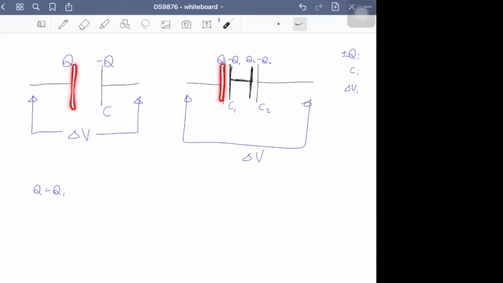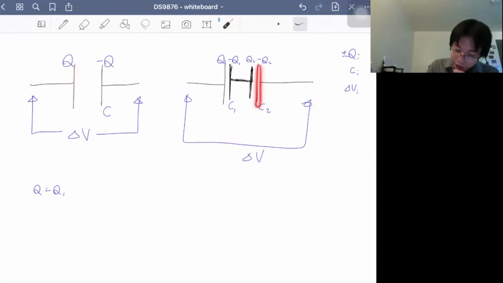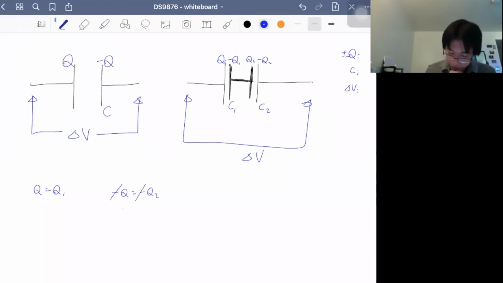How about on the right? I see that minus Q2 is equal to minus Q, which just means Q is equal to Q2, right? But that means that Q1 is also equal to Q2. They're all equal, so I can simplify my relationship.